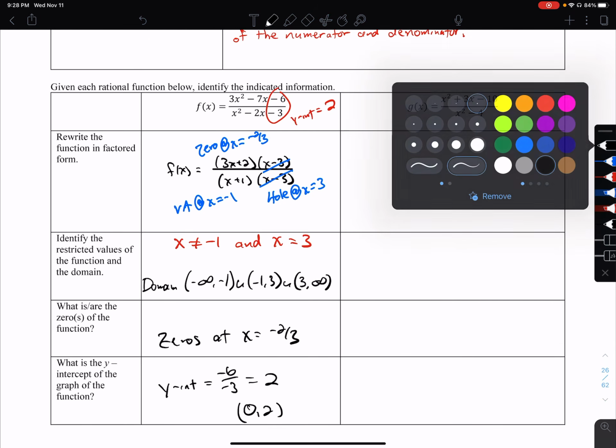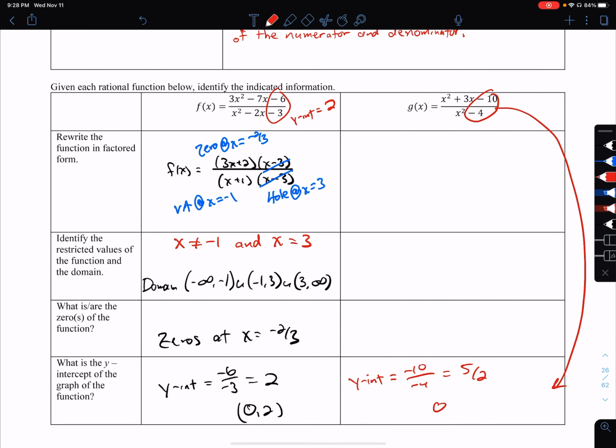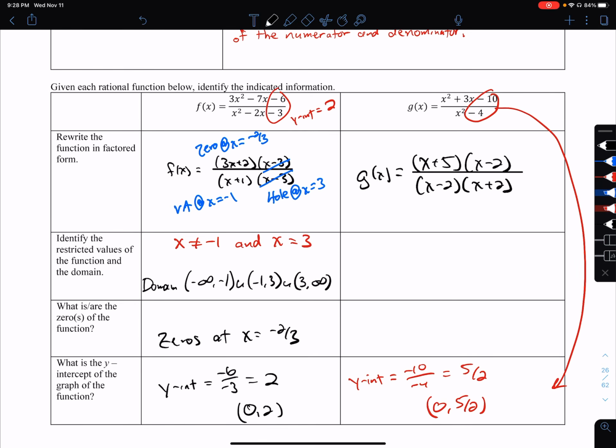Looking at this next one, we can say that the y-intercept, which I'm just going to write down here, that's going to be -10 over -4, which is 5 over 2. As an ordered pair, that's 0, 5 over 2. If we factor this, the numerator factors into an x plus 5 and another binomial of an x minus 2. The denominator factors into an x minus 2 and an x plus 2 because x squared minus 4 is the difference of two squares.